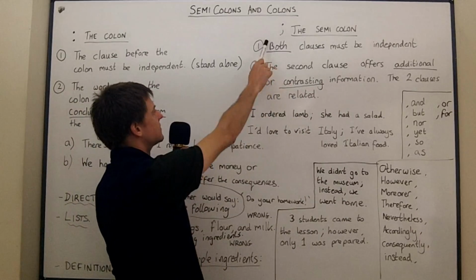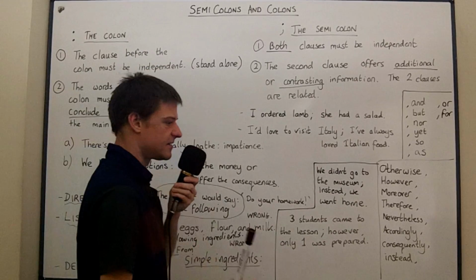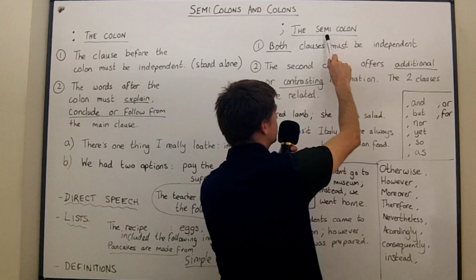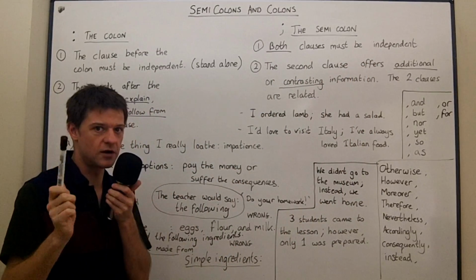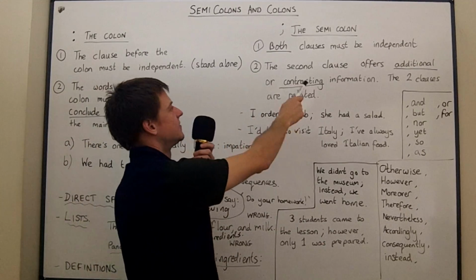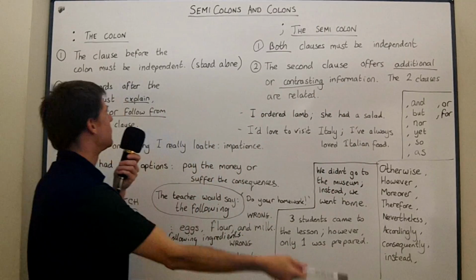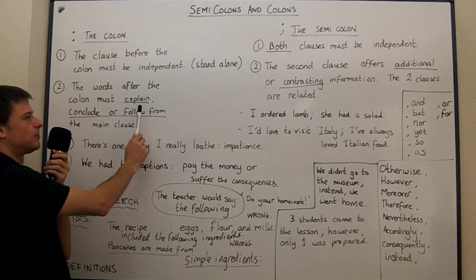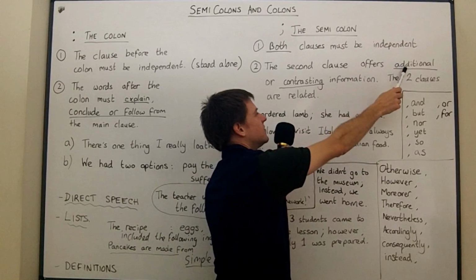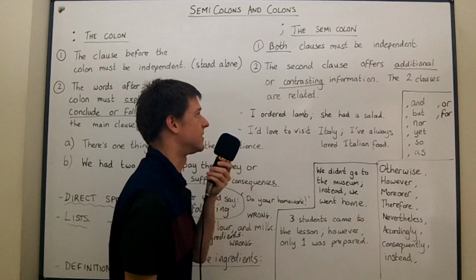Semicolons have two rules which I've put here, and I want you to contrast them with the colon, or compare them and see the differences. So number one, both clauses must be independent with the semicolon, not just one clause. Secondly, the second clause offers additional or contrasting information, whereas with the colon we explain the first clause. With the semicolon we offer some kind of additional non-essential information, or maybe some contrasting information.